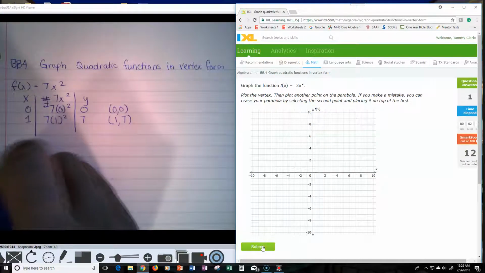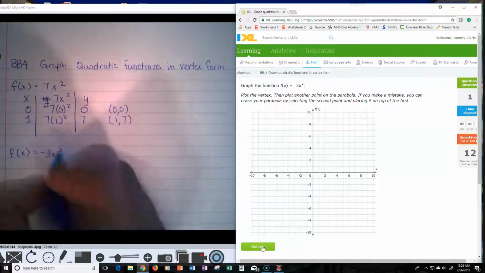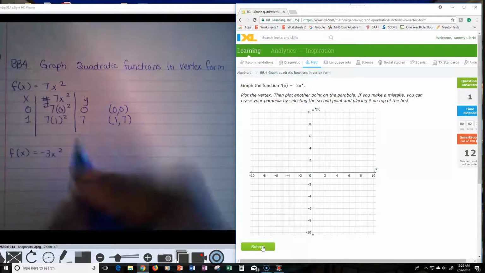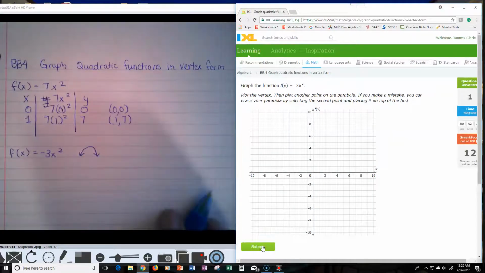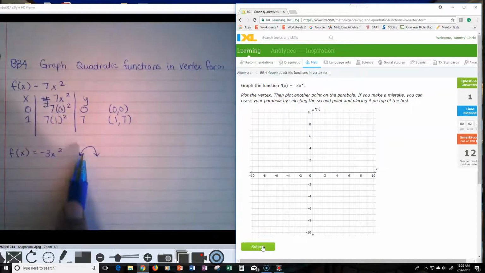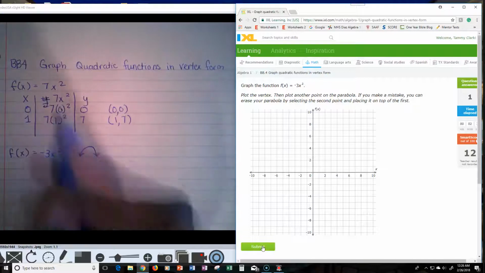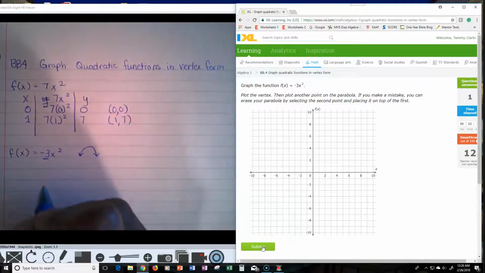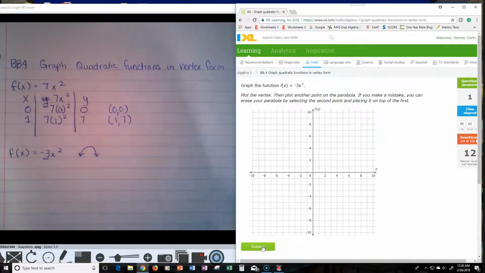So we've got f of x is equal to negative 3x squared. Now automatically we know that our parabola is going to frown at us because it's being reflected over the x-axis. We also know that it's going to be skinnier than a regular parabola because the a, or the leading coefficient there, its absolute value is larger than 1. So it's going to be a little skinnier than the regular.